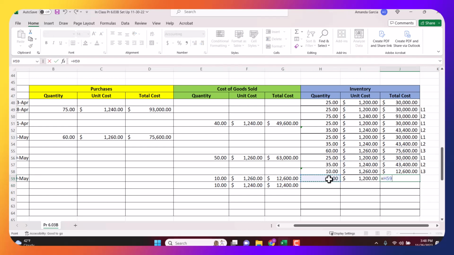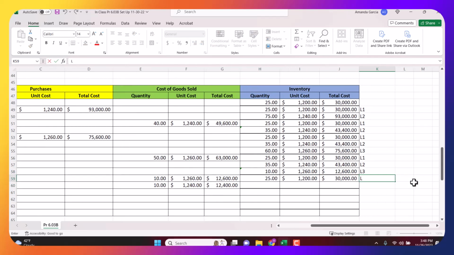L1. And my L2 equals 35 units minus 10 of them. So I have 25 of these left now. L2. And L3 is gone now.